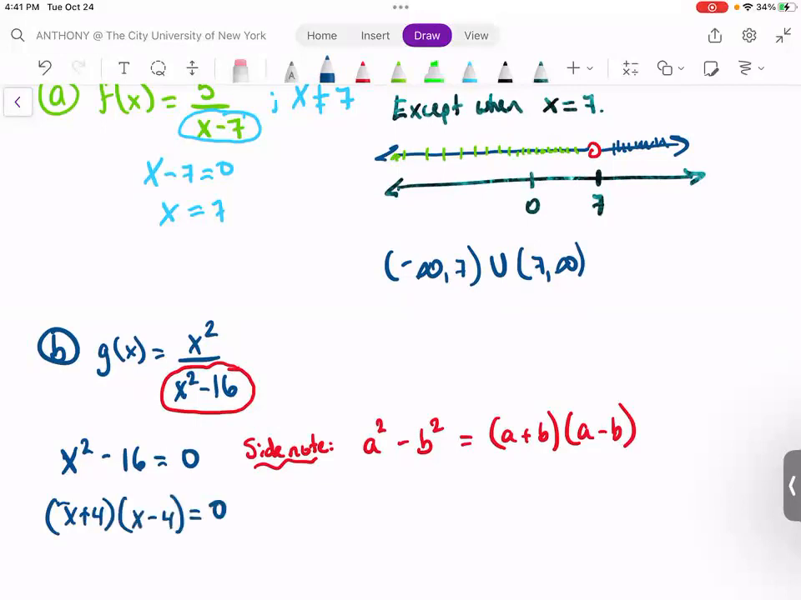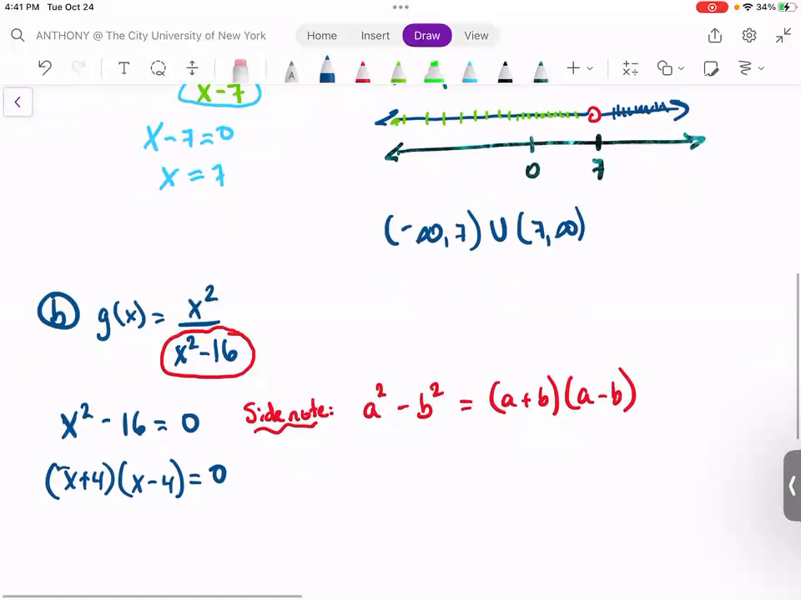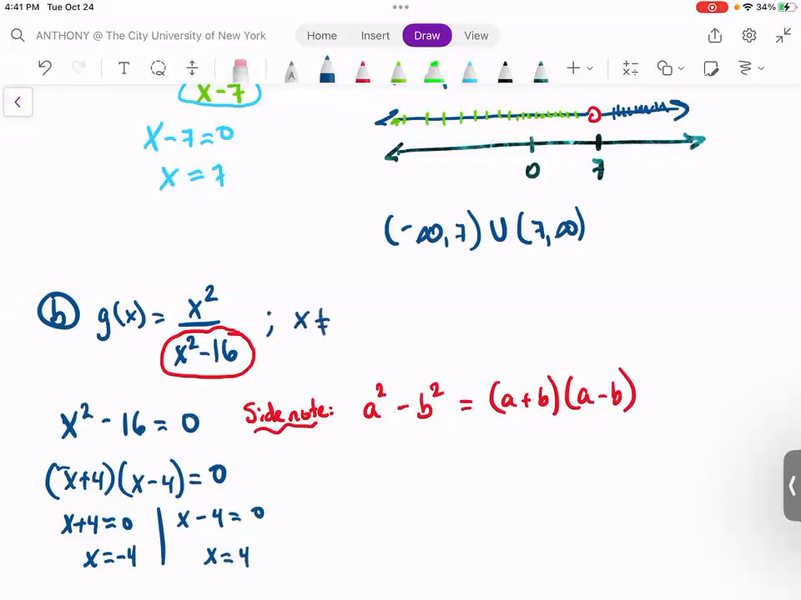And you split this into two equations. If you split this into two equations, you get x equals -4 and x equals +4. So those are your two problematic inputs. X cannot be equal to either one of these numbers. So we could just simplify it and say plus or minus 4, right?